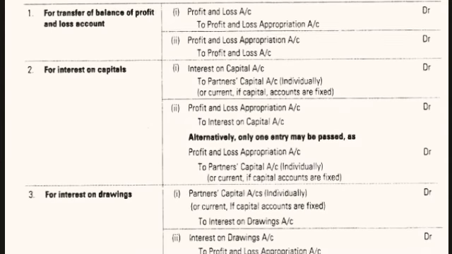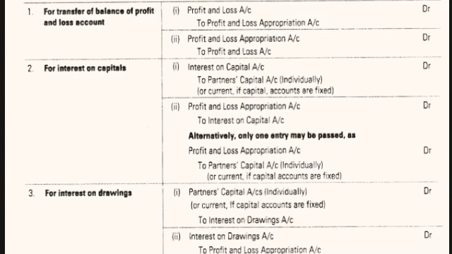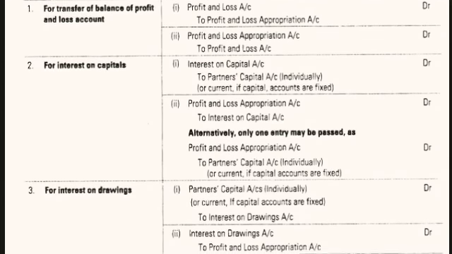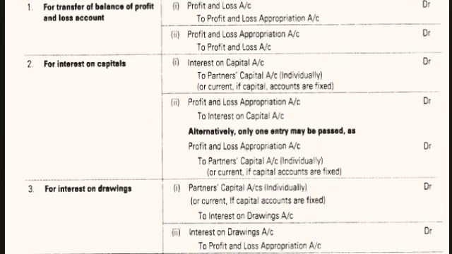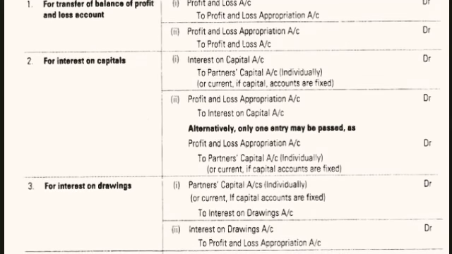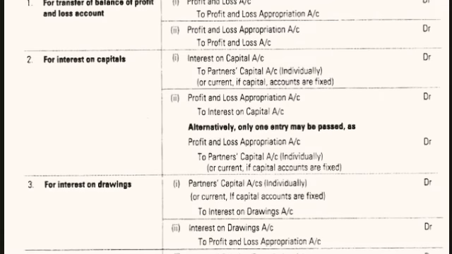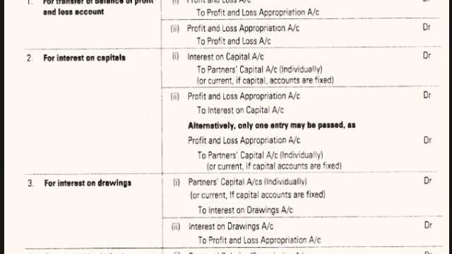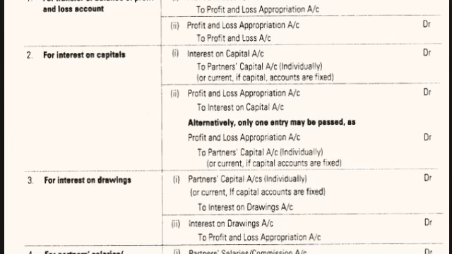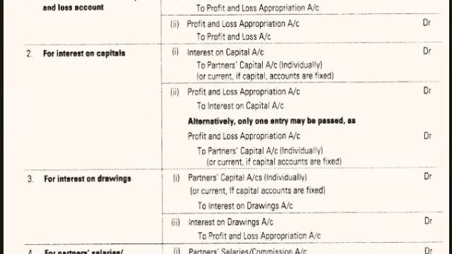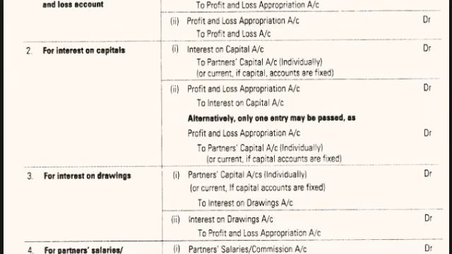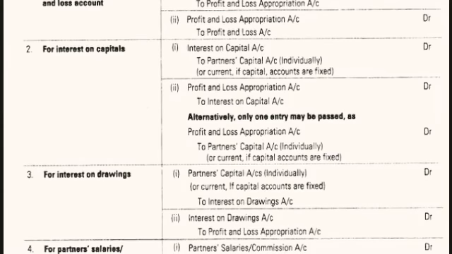Net profit is the main source of profit that is achieved in the profit and loss appropriation account, and from this certain adjustments are made regarding interest on capital, salaries, commission, etc. Starting with interest on capital, we can say that it is a liability for the business firm, and hence the journal entry will be profit and loss appropriation account debit to interest on capital. When a liability is increased, definitely there will be a decrease in the asset, and profit can be treated as an asset, so there will be a decrease in profit and loss appropriation account.